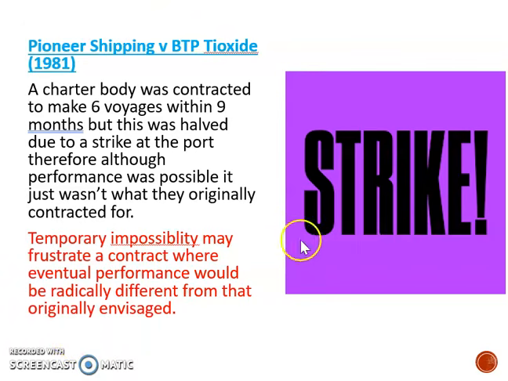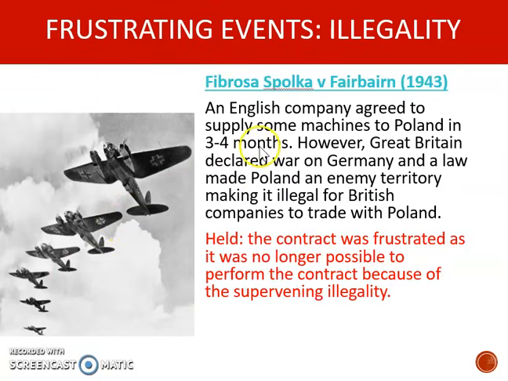It may also occur that we have temporary impossibility, where a contract's frustrated where the eventual performance will be radically different from what was originally envisaged, and that's illustrated in the facts of Pioneer Shipping. It can be frustrated by illegality, so in Fibrosa, a contract was frustrated where the breakout of a war meant that we were no longer able to trade with Poland. To give a current example, the coronavirus, where we had lockdown, will have meant that lots of contracts would have been illegal to perform at that time because we were not allowed to go to work at that point.